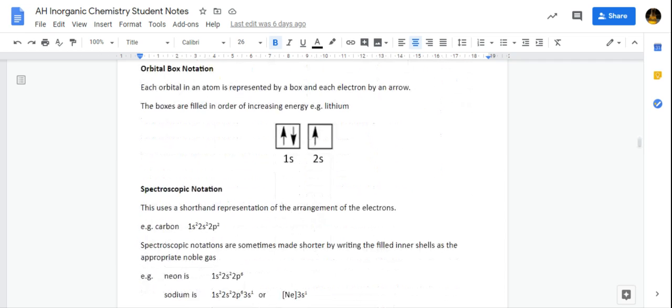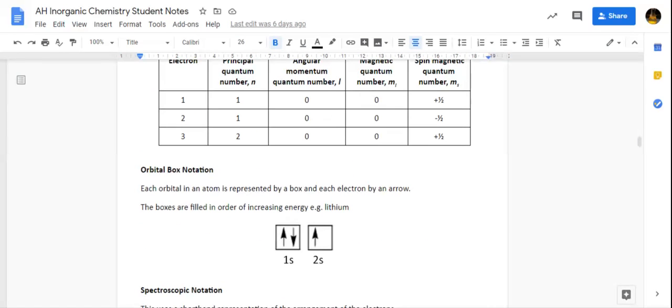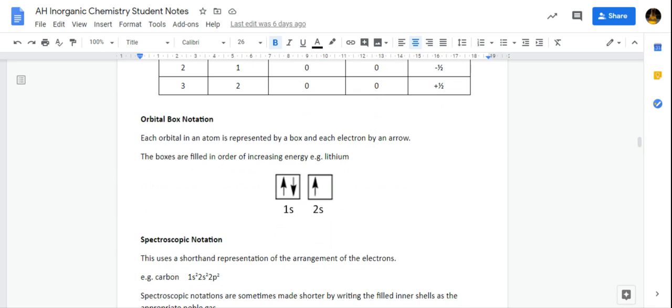You can also be asked to represent the electron configuration using orbital box notation. Each orbital in an atom is represented by a box, and each electron is shown by an arrow. The boxes are filled in order of increasing energy. For example, the first 2 electrons in lithium occupy the 1s orbital. The third electron in lithium occupies the 2s orbital. You should always put the names of the orbitals underneath your boxes. The boxes alone with the arrows in them aren't enough at Advanced Higher level.